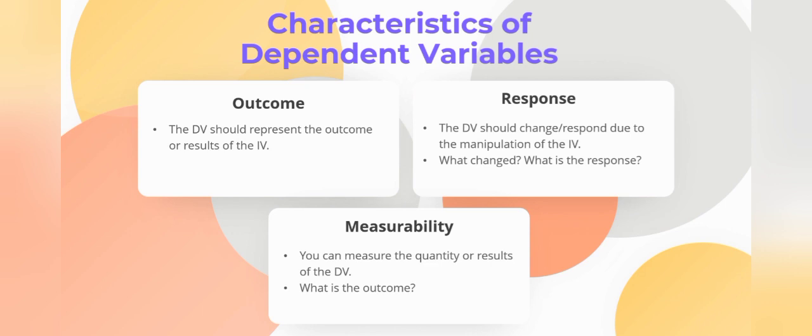Characteristics of the dependent variables, so the outcome. The dependent variable should have a definite outcome or result from the independent variable. Same thing with response, which is kind of similar. The dependent variable should change or respond due to the manipulation of the IV. So you can ask, what's changed? What's the response? What's the outcome essentially? And it should be measurable. So you should be able to measure the quantity or the quality of your results of the dependent variable.